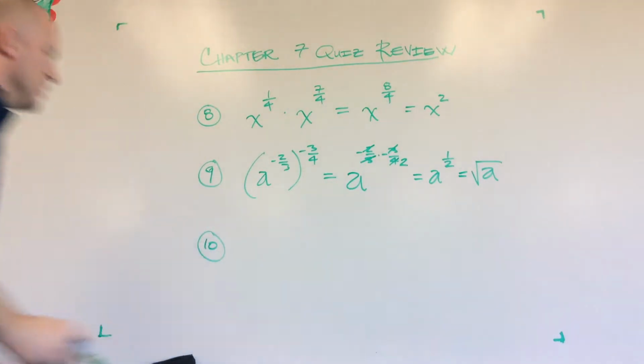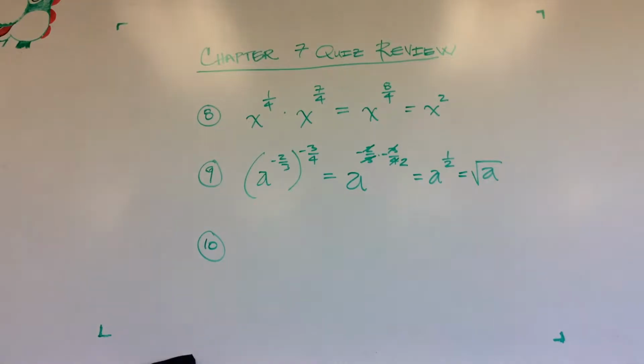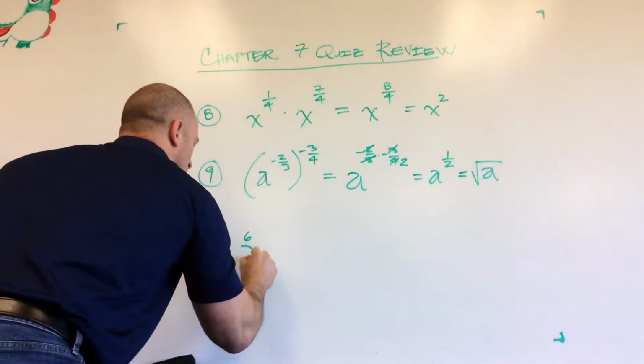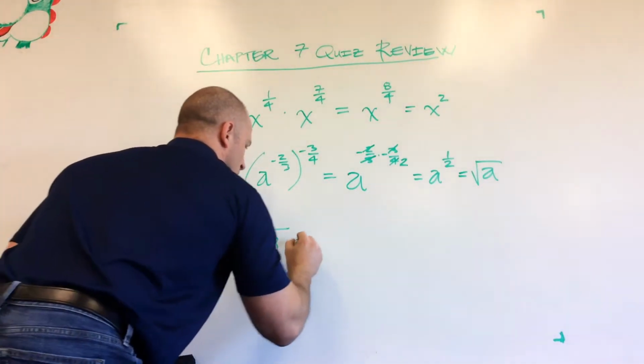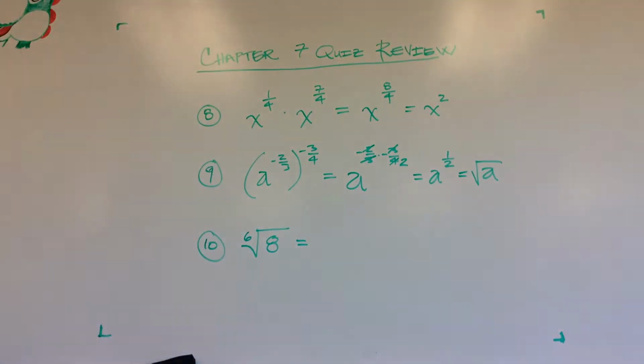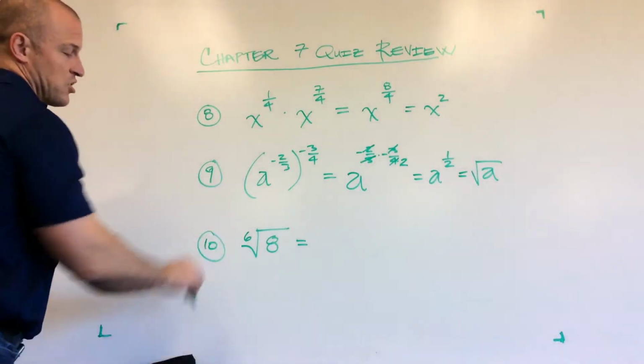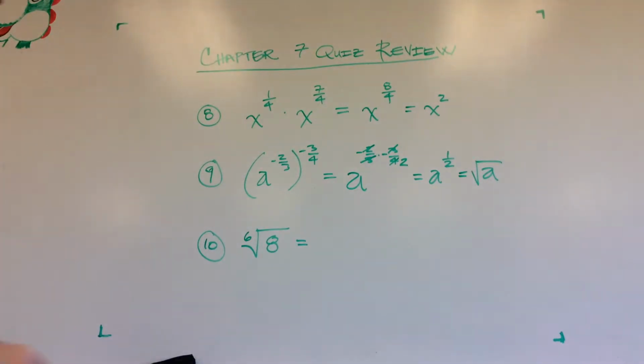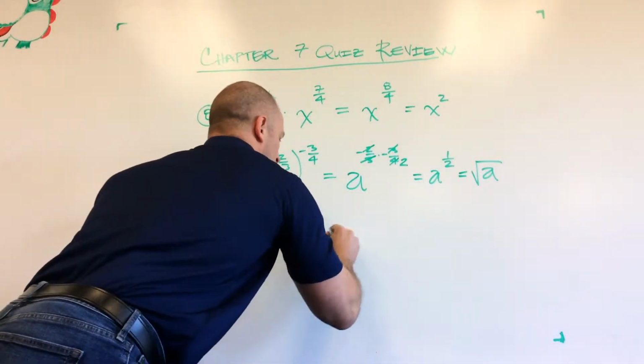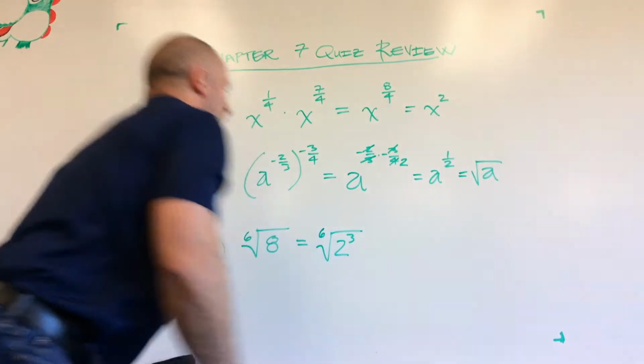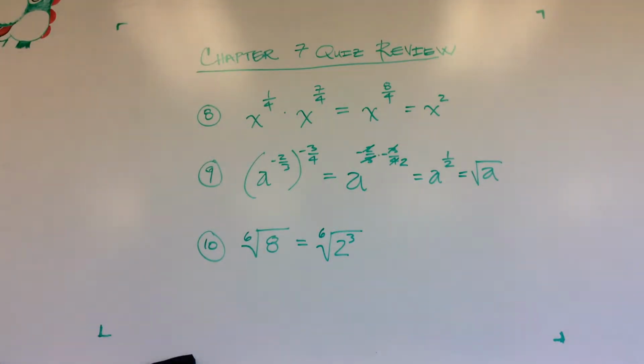Number 10 gives us the 6th root of 8. Anytime we have a numeric expression in a radical, we want to break that down into its prime factorization to see if any perfect squares, or in this case, sixth roots, can come out. So we'll rewrite this as the sixth root of 2 cubed, since 8 is 2 cubed.